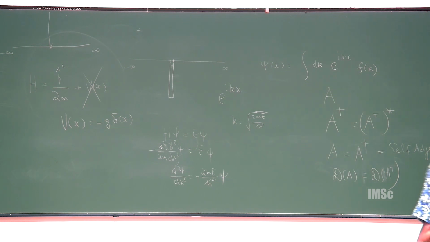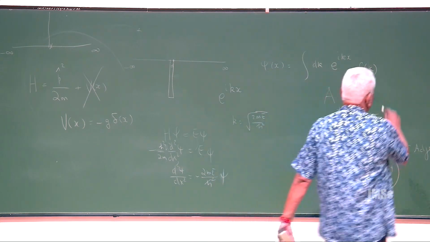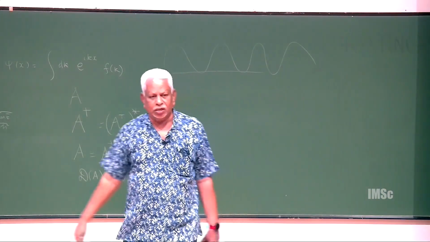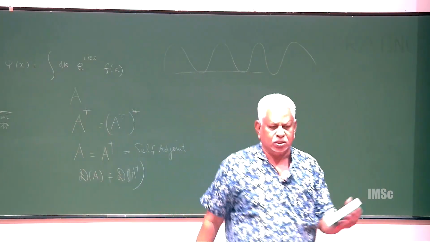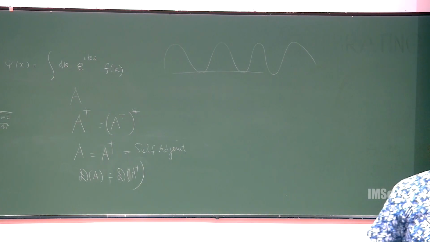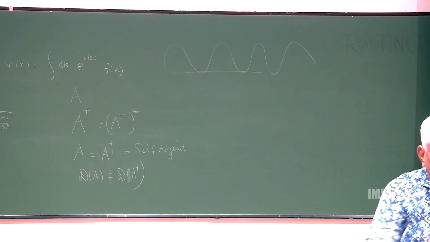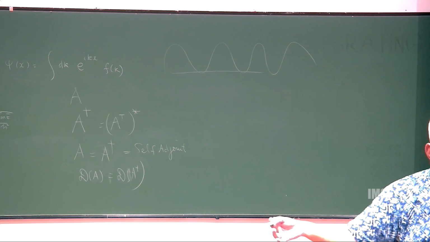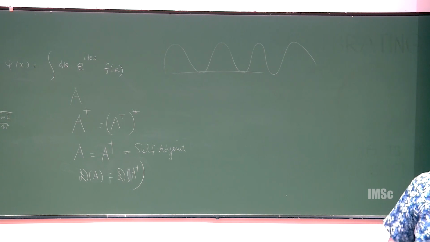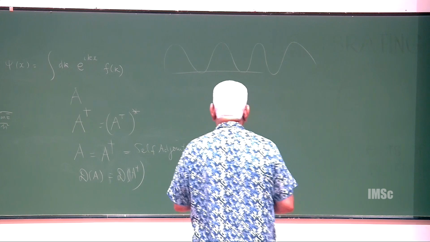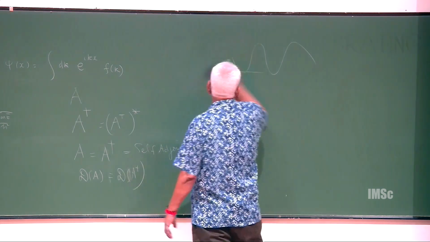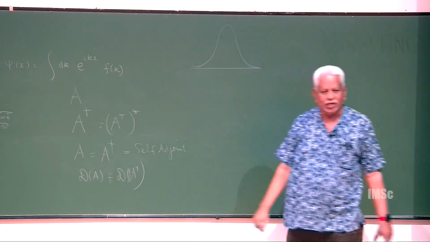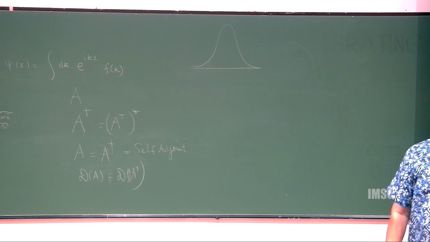So if that k is 0, you will have sine or cos function up to infinity, e power ikx is cos kx plus i sin kx, right, that is what you will have. So that is not a good function for us because integral is not 1, not square integrable. But if you have a function like this, it's a nice function.